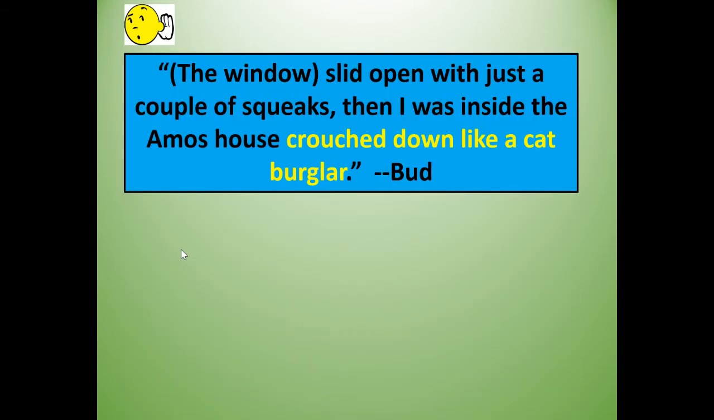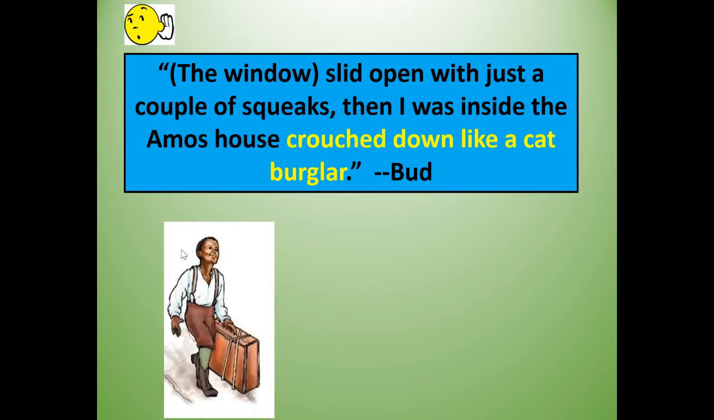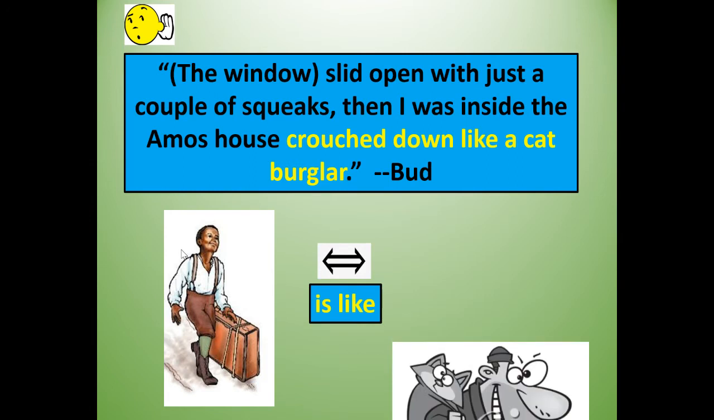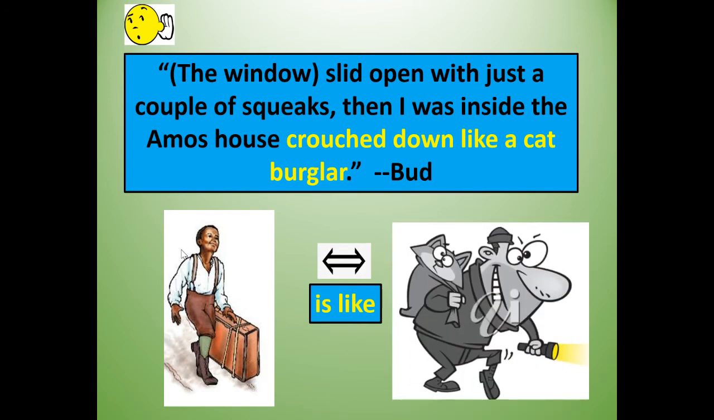So here's a simile in chapter 4 of Bud Not Buddy. The window slid open with just a couple of squeaks, and then I was inside the Amos house, crouched down like a cat burglar. So Bud said he is like a cat burglar. Was he literally a cat burglar? No, he was like. It's figurative language.